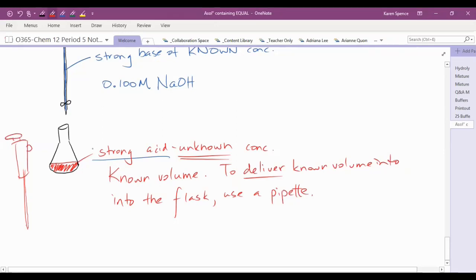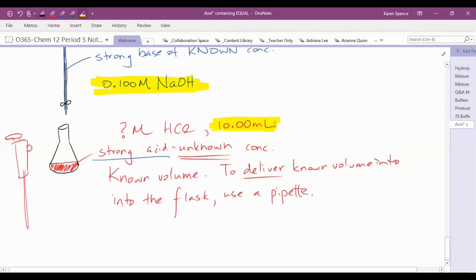All right, so let's say that down in our flasks, only one of them, we don't know how much molar HCl, but we know that we have 10.00 milliliters. So the two things that we do know, we know the concentration of the NaOH, and we know the volume of the HCl.